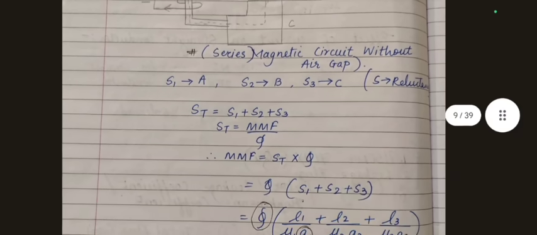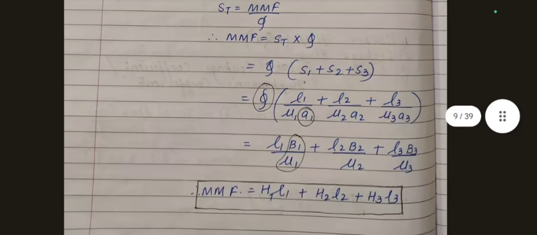So what is a series magnetic circuit without air gap? You have to show it like that. Just 2, 3 formulas are there. You have to just rearrange them, substitute them, and show that MMF is equal to H1 L1 plus H2 L2 plus H3 L3. Okay, now let us go further.